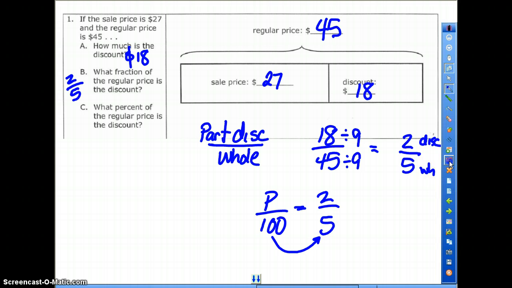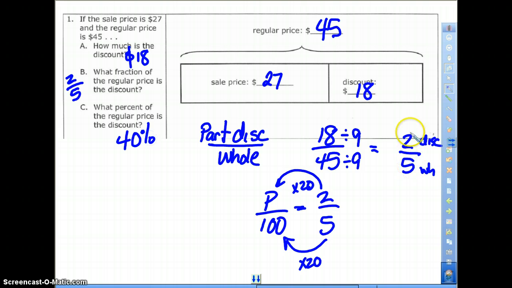Or what did you do to 100 to change? Well, let's do that the other way. What do you multiply 5 by to change it into 100? Yeah, so we could do it this way. 2 times 20 is a 40% discount. Don't you remember 2/5 as a decimal? 0.40? Yeah, that's the same as 40%. Okay? Let's go try the next one.